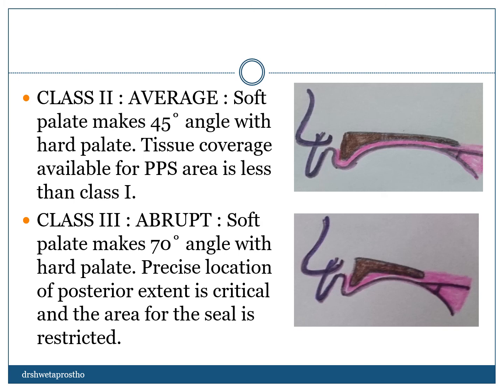In class 3, there is an abrupt slope of the soft palate as it makes a 70-degree angle with the hard palate. Area available for the seal is very less and the distal extent of the denture also becomes very critical. Now it can be observed with a T-burnisher intraorally, or we can also observe this on the diagnostic cast.